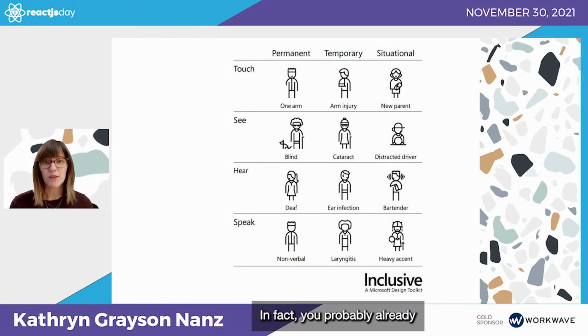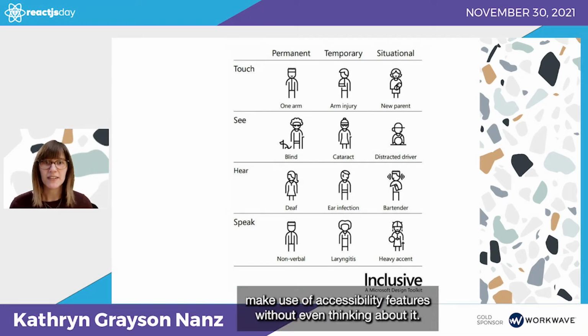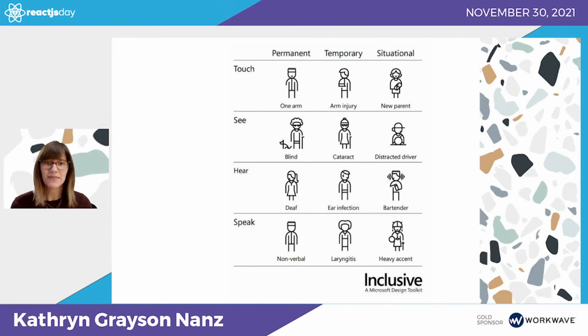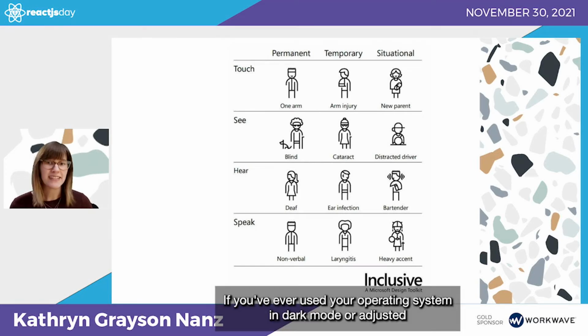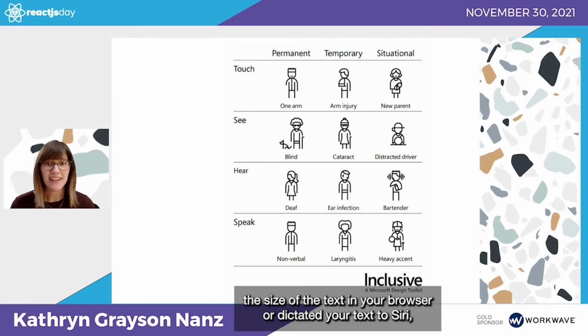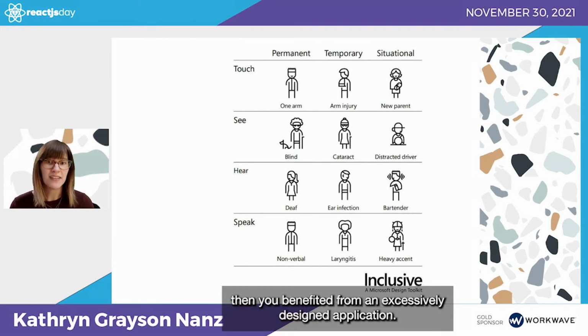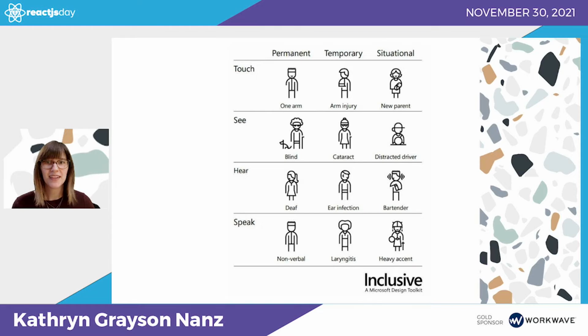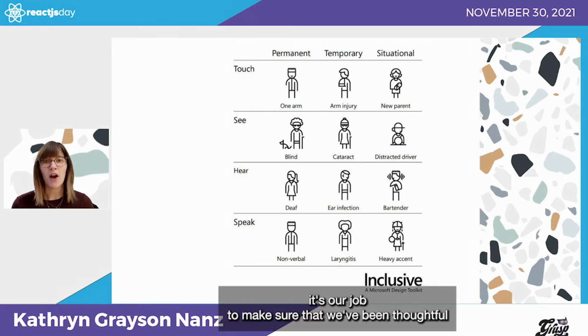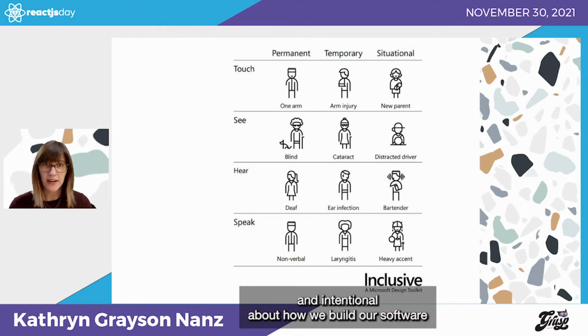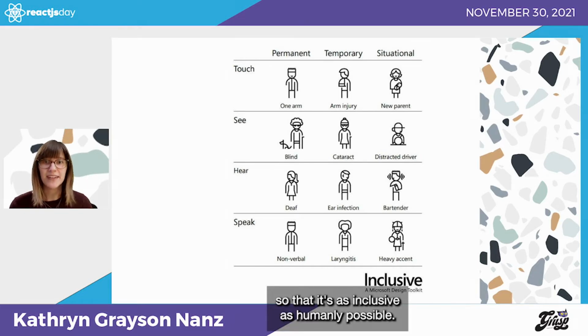In fact, you probably already make use of accessibility features without even thinking about it. If you've ever used your operating system in dark mode, or adjusted the size of the text in your browser, or dictated your text to Siri, then you benefited from an accessibly designed application. As developers, it's our job to make sure that we've been thoughtful and intentional about how we build our software, so that it's as inclusive as humanly possible.